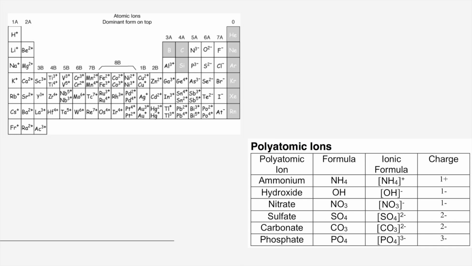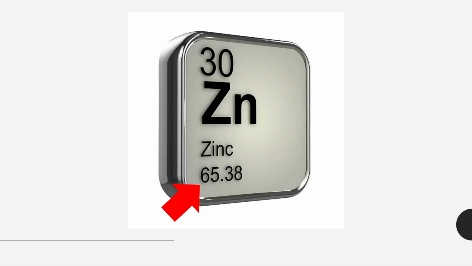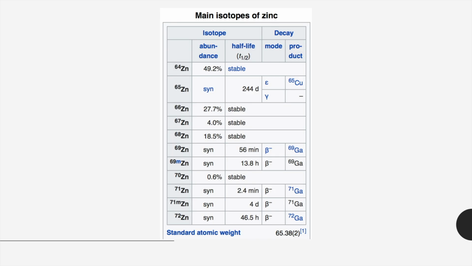By looking at the periodic table, we can also tell the atomic mass of the elements. The atomic mass in the periodic table is the average atomic mass of all the element's isotopes. An isotope is a different version of the same chemical element where the number of neutrons varies. The naturally occurring zinc is composed of the 5 stable isotopes: zinc 64, zinc 66, zinc 67, zinc 68, and zinc 70, with zinc 64 being the most common.